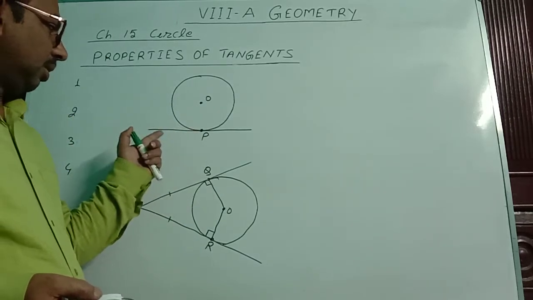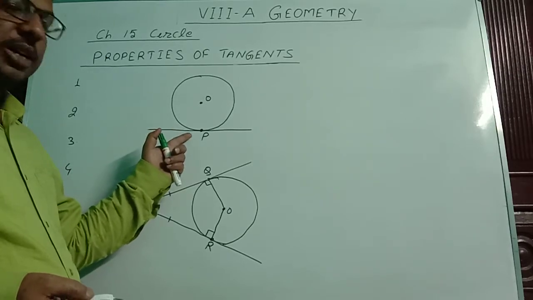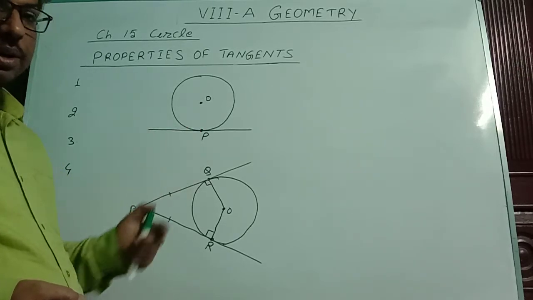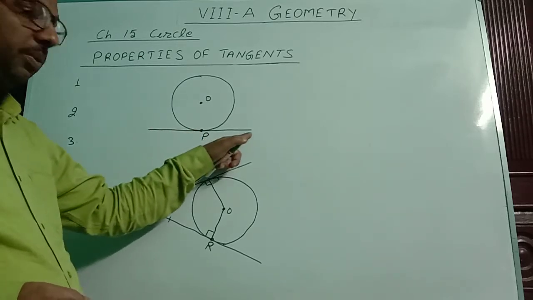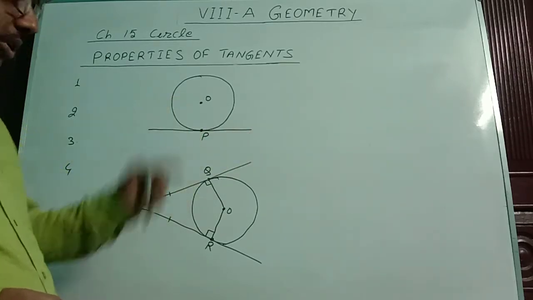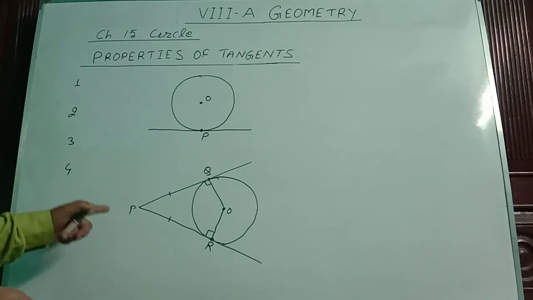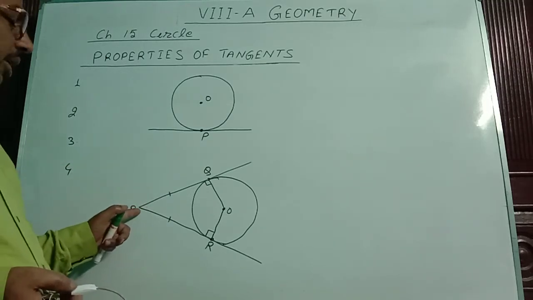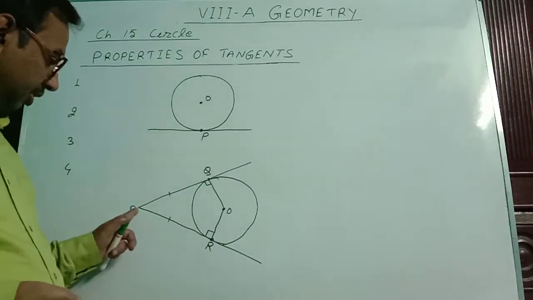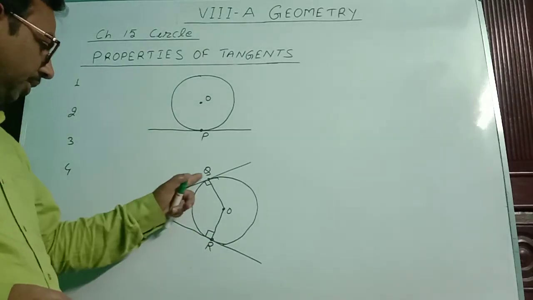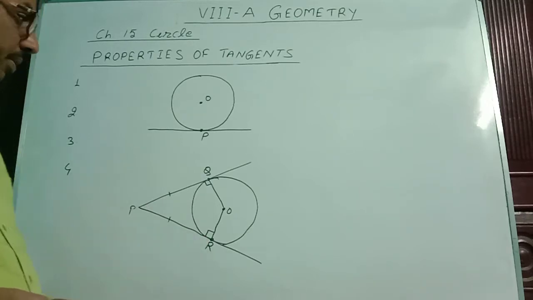only one tangent can be drawn through the given point that is on the circle. P is on the circle. Through this point, one and only one tangent can be drawn, not more than one. Third property is, from any external point, two tangents can be drawn to the circle. This P is the external point. From here, PQ and PR, two tangents are drawn.